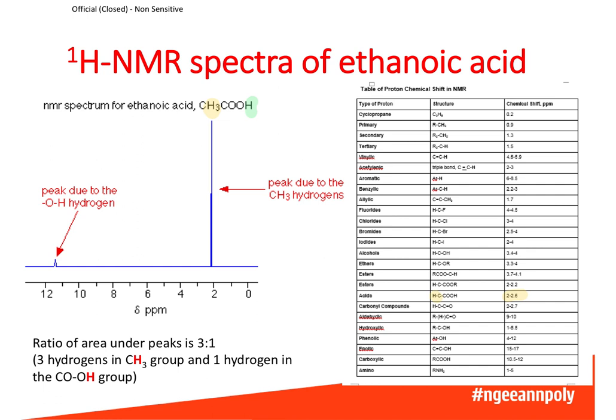The hydrogen on the OH group in carboxylic acid is also in the table and is expected to have a chemical shift of between 10.5 to 12 ppm. This is also consistent with what we see in the NMR spectrum. Now let's take a look at the sizes of the two peaks. When we talk about the sizes of the peaks, we are not really referring to the height of the peaks, but the area under the peaks. The ratio of the area under the two peaks would be 1:3. This is because there are 3 hydrogens in the CH3 group and 1 hydrogen in that COOH group.